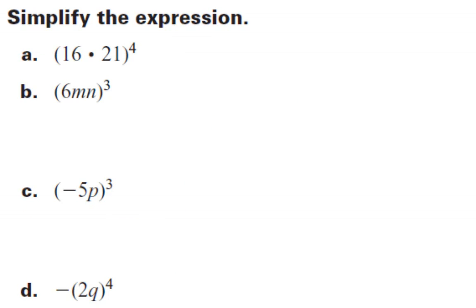Okay, this next property is showing us that when we multiply things that aren't like bases and raising them to some power, then this is the same thing as 16 to the 4th power times 21 to the 4th power. That is all we can do with that. Unless they ask us to evaluate, we cannot go any further. Okay, we are not going to multiply the 16 times the 21 first. I mean, we could. The order of operations would tell us to do that.